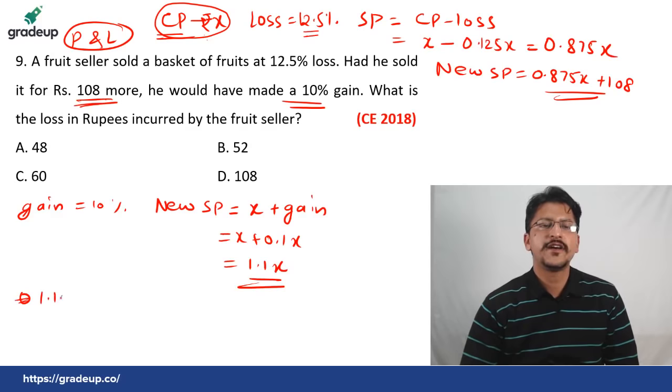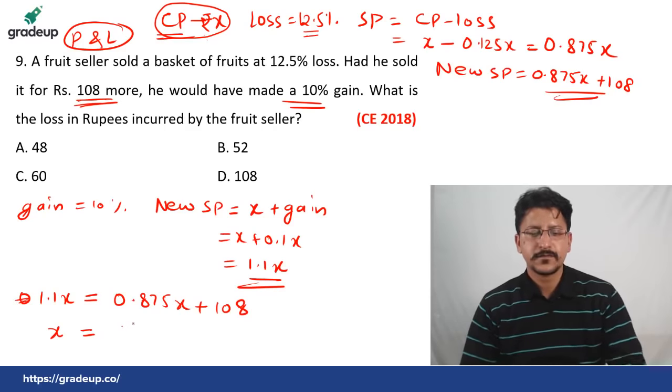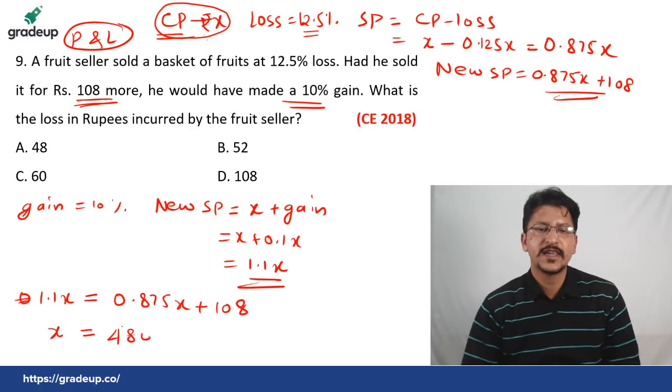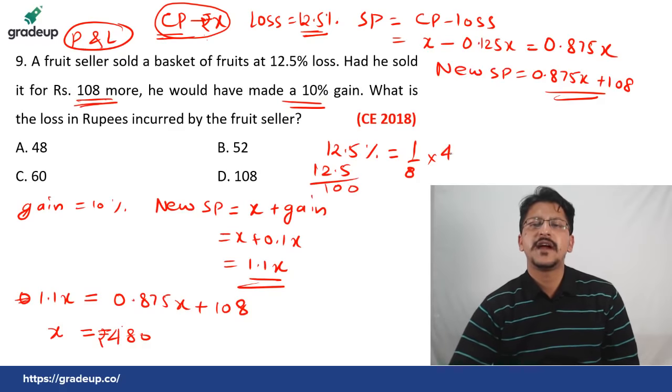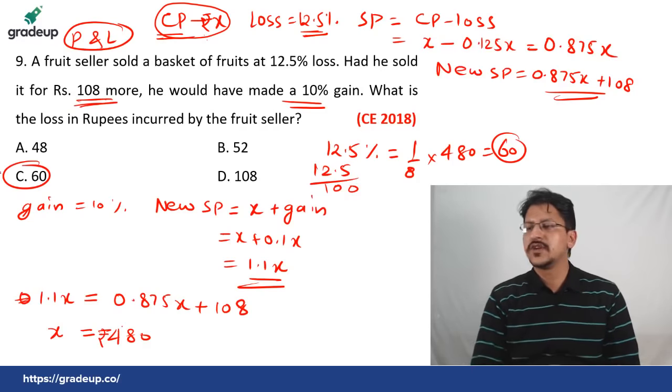So 1.1x equal to 0.875x plus 108. From here you can get the value of X as rupees 480. The loss is 12.5%. 12.5% is nothing but 1 by 8 of any value, because 12.5 divided by 100 gives 1 by 8. Then multiplied by 480, you get the answer as 60. So the correct answer for this one is option C.